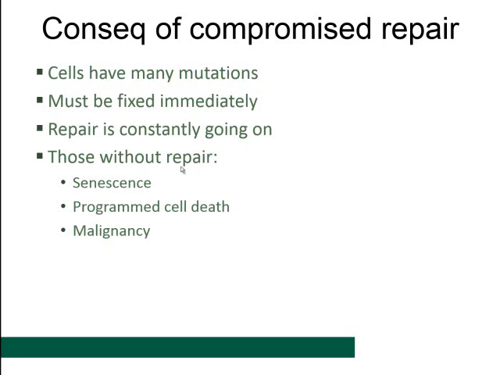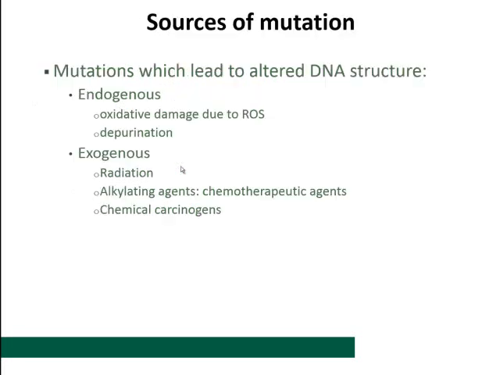and if repair cannot keep up with the mutation rate, this will lead to senescence or a stoppage of cell growth or maturity, and programmed cell death can occur, or malignancy can actually develop where the cell continues to divide without control. So these are some of the consequences of compromised repair. And so the two things that you can remember is, number one, the cell either dies or the cell becomes immortalized and causes cancer.